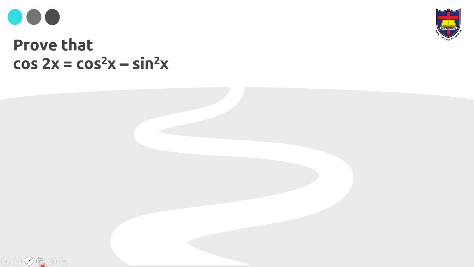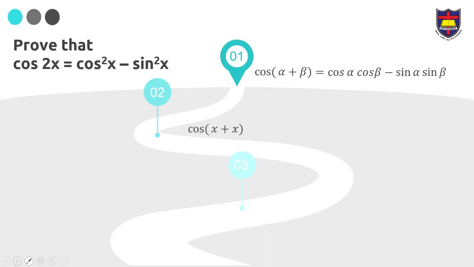Next, we will prove that cos 2x equal cos square x minus sine square x. So this is the double angle for cos part. First, the same with previous, we will use the cos alpha plus beta and change it become x. So we have cos x cos x minus sine x sine x, and we can join them together, become cos 2x equal cos square x minus sine square x. So this is how we derive the formula of double angle for cos.